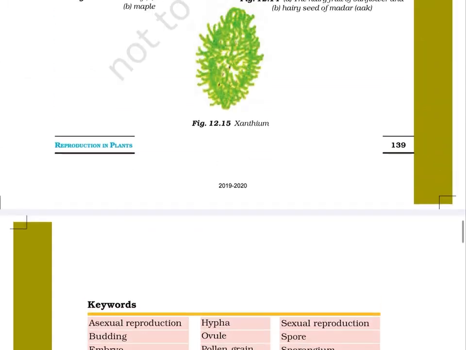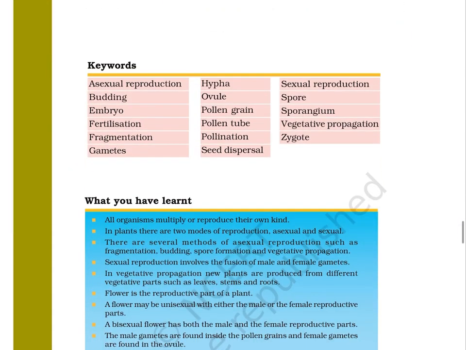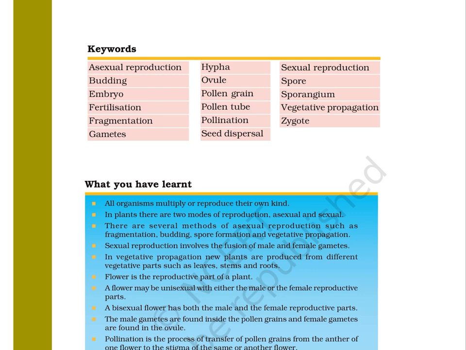Page 140. Keywords: asexual reproduction, budding, embryo, fertilization, fragmentation, gametes, hypha, ovule, pollen grain, pollen tube, pollination, seed dispersal, sexual reproduction, spore, sporangium, vegetative propagation, zygote. What you have learned.